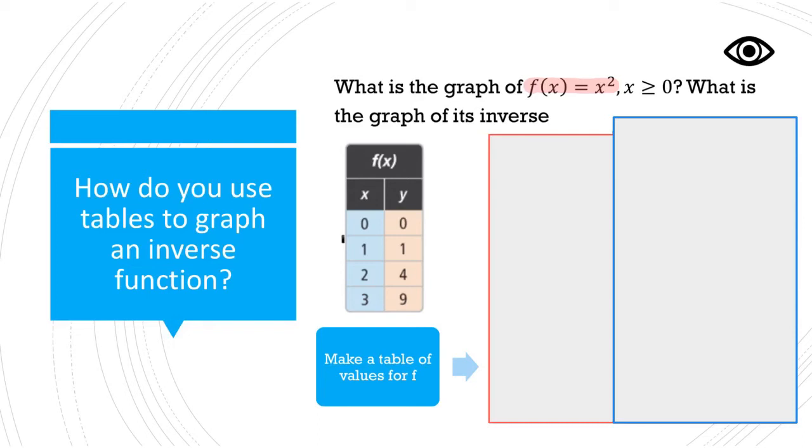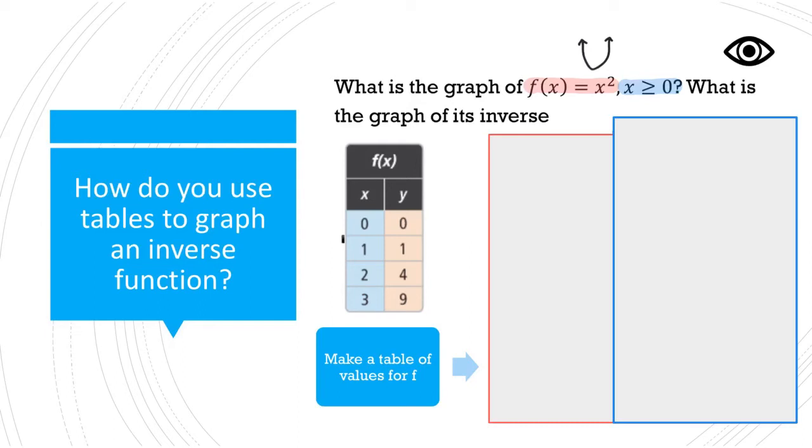And quadratics are normally parabolas or U-shaped graphs. Now what's interesting about this problem is that they are saying x has to be greater than or equal to 0. So we're not going to get an entire picture of this parabola because we're limiting our x values to being bigger than or equal to 0. So that's why we created the table that we did.